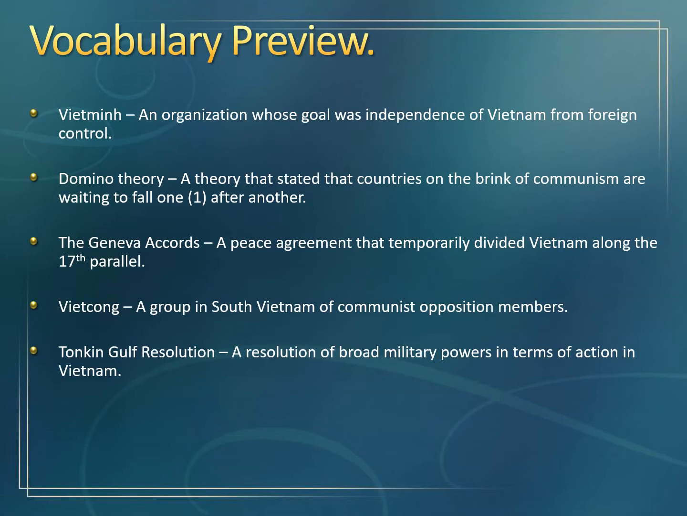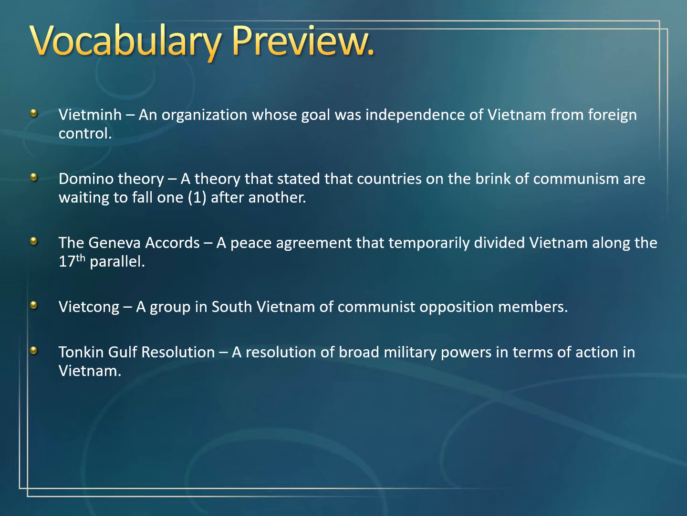All right, we have a couple of vocab words here. Viet Minh, an organization whose goal was independence of Vietnam from foreign control. Domino theory, a theory that stated that countries on the brink of communism are waiting to fall one after another. The Geneva Accords, a peace agreement that temporarily divided Vietnam along the 17th parallel. Viet Cong, a group in South Vietnam of communist opposition members.